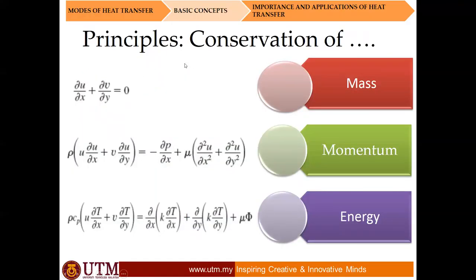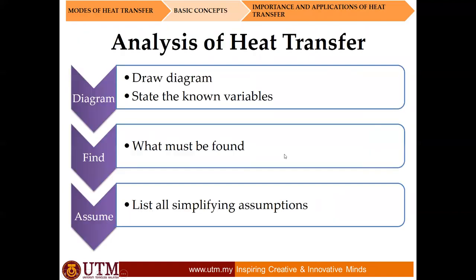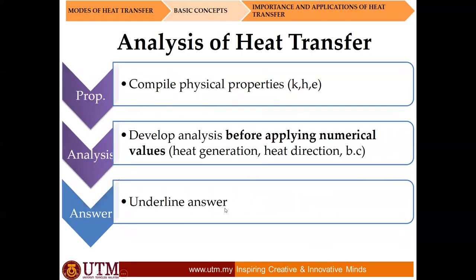So in general, in principle, we have conservation of mass, momentum, and energy. But in heat transfer, we are dealing only with conservation of energy. We are not dealing with mass and momentum. So how to analyze heat transfer? In general, we need to draw the diagram of the heat transfer from point A to point B, state the known variables, and then decide what must be found or calculated. And then we need to list all the assumptions.